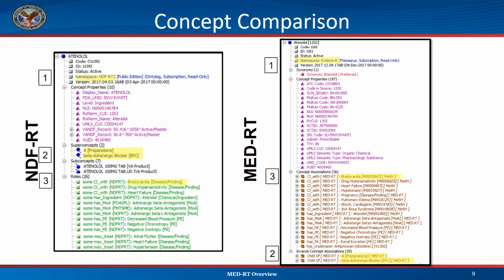In this association, the contraindicated role is pointing to a copied over MESH concept that lives in NDF-RT. In MED-RT, it appears to point to the same concept, but this time the association points to the actual disease-finding concept from MESH. Note the tag at the end of the concept name. Likewise, this has ingredient NDF-RT role points to a copy of a chemical ingredient concept, but the association in MED-RT points to the actual concept in MESH. Again, we see the MESH tag that indicates the concept source.